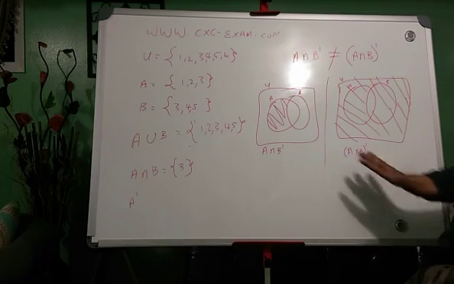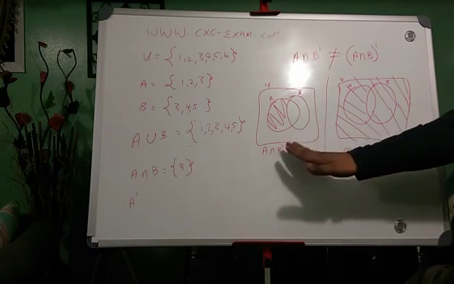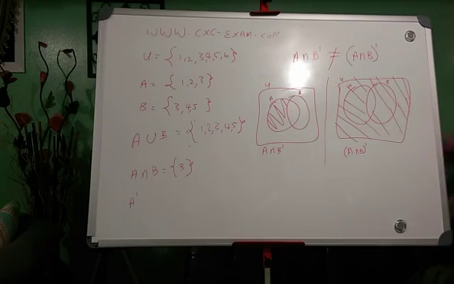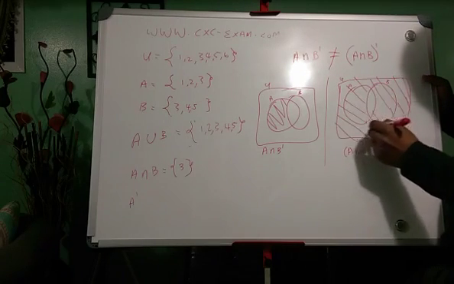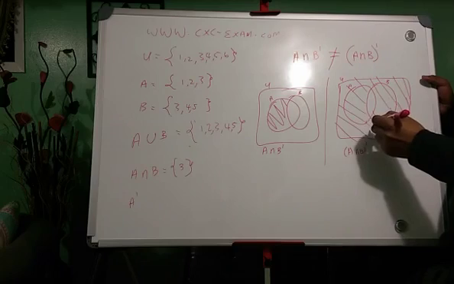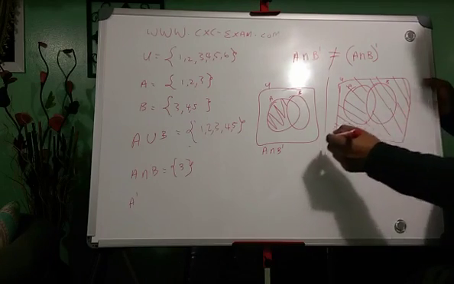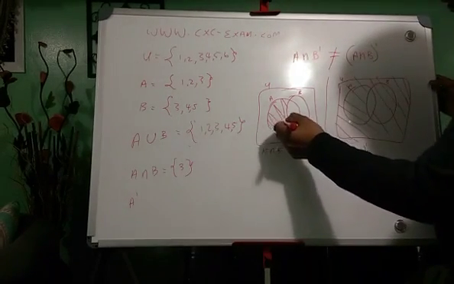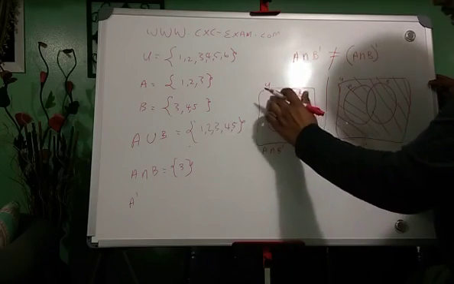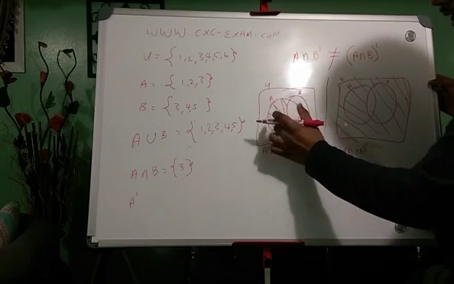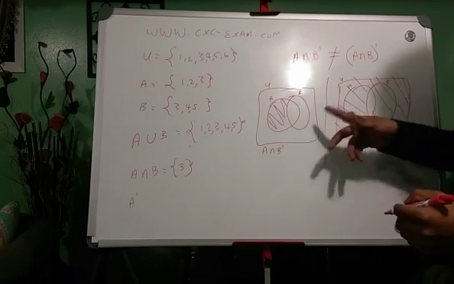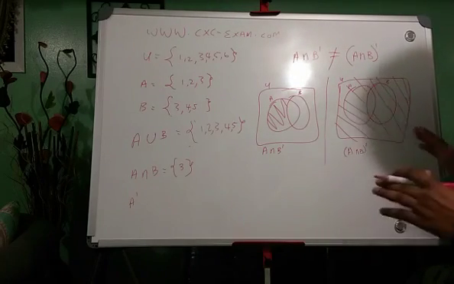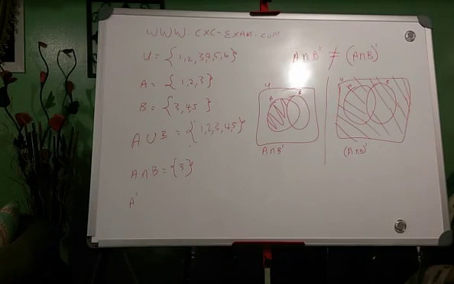A intersect B all complement. See the difference? Visual representation of the difference. This is A intersect B. This is everything outside of A intersect B. This is A. This is everything else outside of A, and this is where A intersect whatever is outside of B. That's the big difference. Alright?